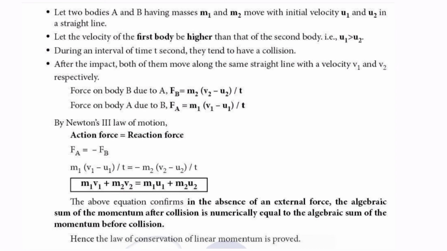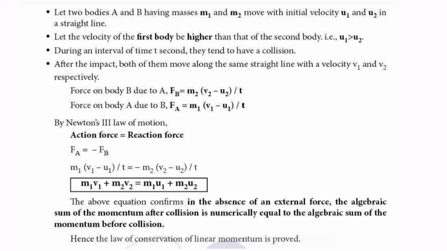Consider two bodies A and B having masses m1 and m2 moving with initial velocities u1 and u2 in a straight line. Let the velocity of the first body be higher than that of the second body, that is u1 is greater than u2. During an interval of time t seconds, they collide. After the impact, both of them move along the same straight line with velocities v1 and v2 respectively.